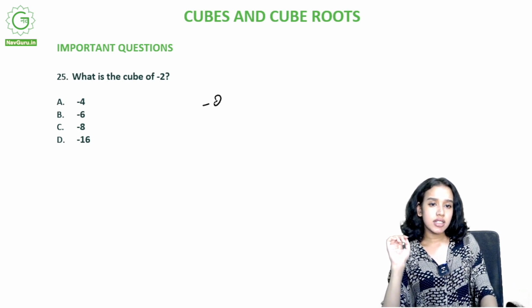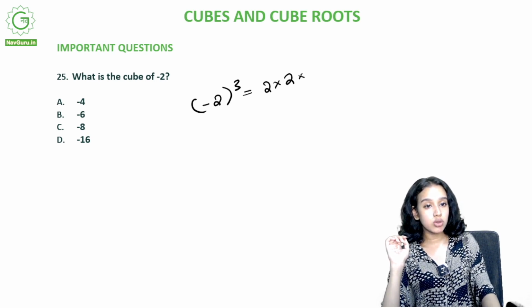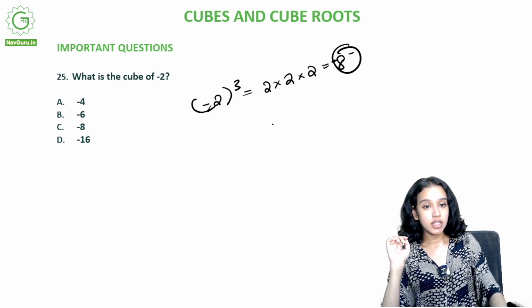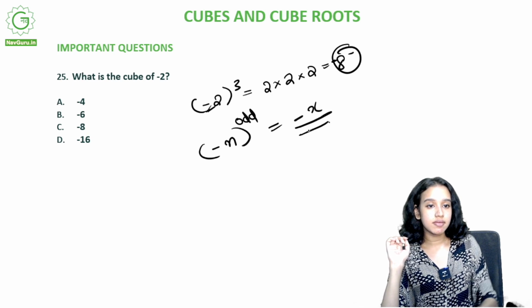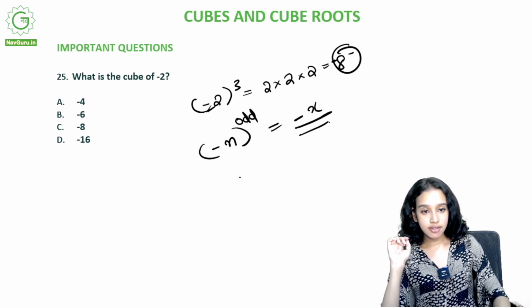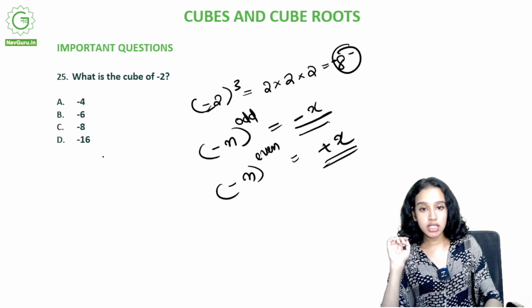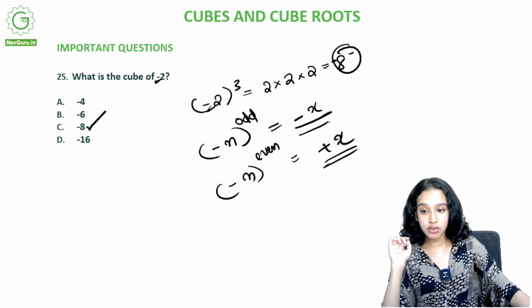Again, minus 2 the whole cube. What is 2 cubed? It's 2 into 2 into 2, that's 8. As it is a negative number, put a negative sign here. Any negative number which is raised to an odd power will give you a negative number. If it's raised to an even power, we get a positive number. According to this, we get negative 8 as the answer because of the negative sign of negative 2.